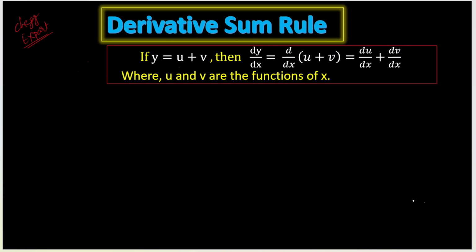Derivative sum rule. If y is equal to u plus v, where u and v are functions of x, then its derivative is dy by dx is equal to d by dx of u plus v is equal to du by dx plus dv by dx.